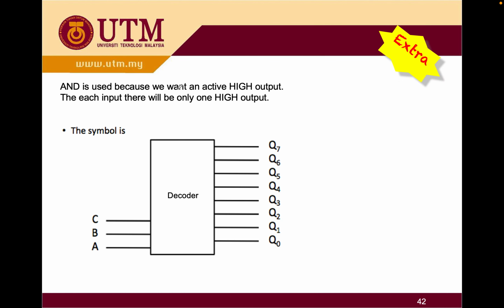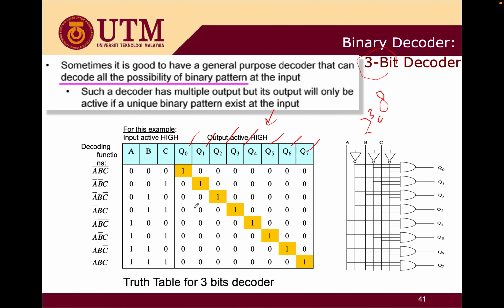AND is used because we want active high output. If it is active low, we're going to use a NAND. For each input, there will be only 1 high output. This is the thing that I mentioned just now. So at this one, which one is high? At this one, which one is high? So you need to know that there is only 1 output at every input value.